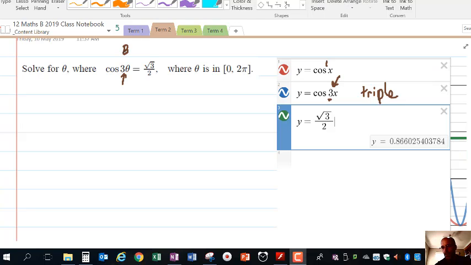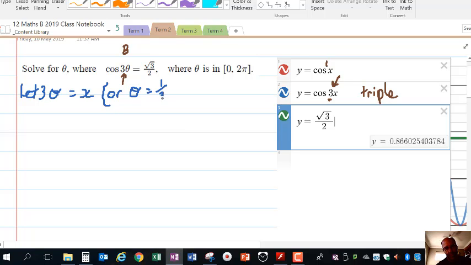So what we do is make a substitution. We let 3 theta equal something else like x. So let 3 theta equal x. So we'll do that substitution. By the way, that means theta equals 1/3 of x, or x over 3, which we're going to use a little bit later on. So we have, in other words, cos of x equals root 3 on 2.